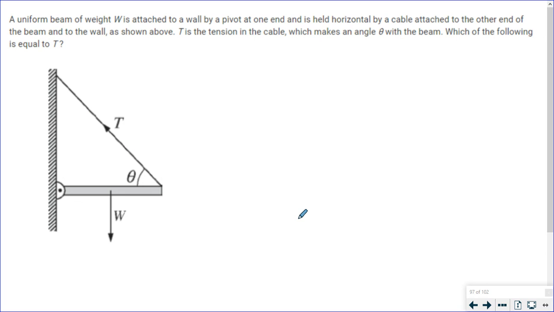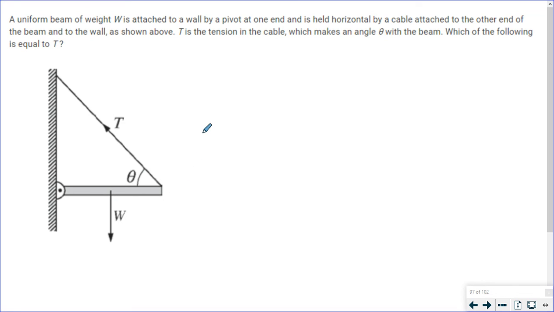Let's look at another static equilibrium one. The uniform beam of weight omega, or W, is attached to a wall by a pivot at one end. It's held horizontal by a cable attached to the other end of the beam and to the wall, as shown above. T is the tension in the cable. It makes an angle theta. Which of the following is equal to T? So we want to solve for a function of T in terms of W.